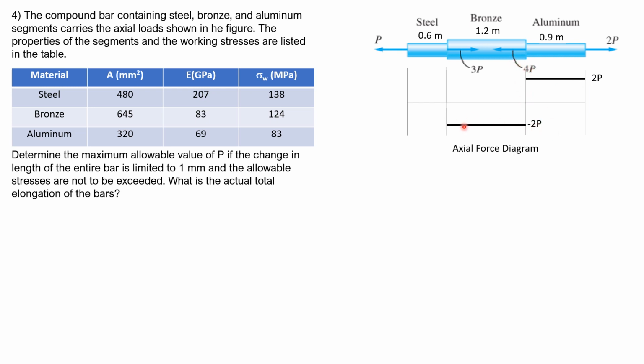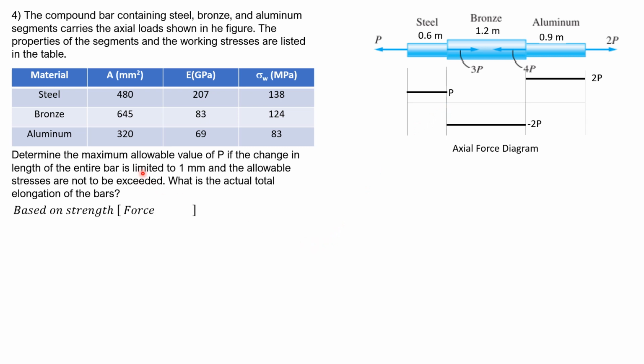So it is compression. Then finally, in this steel segment here, to make the analysis simpler, let's consider the section and the left portion. Of course we have P rightward. The reaction on the section should be P rightward. So this segment will be in tension, positive P. The magnitude is P. So first, let's solve the value of P based on strength.